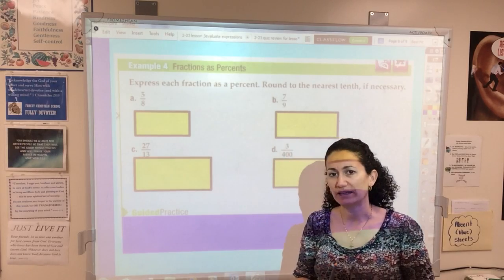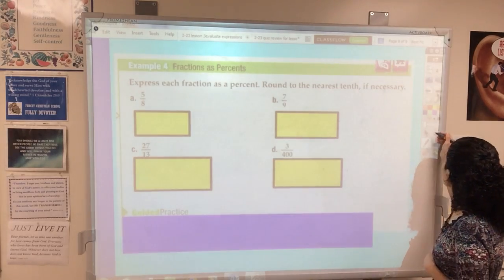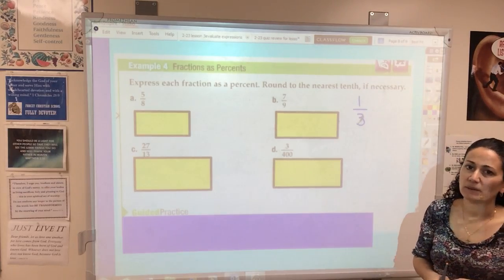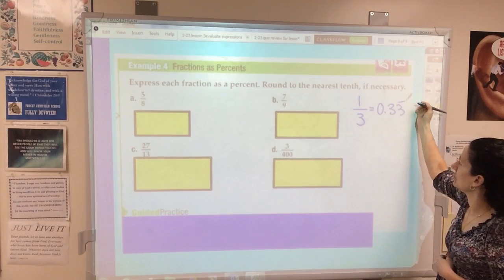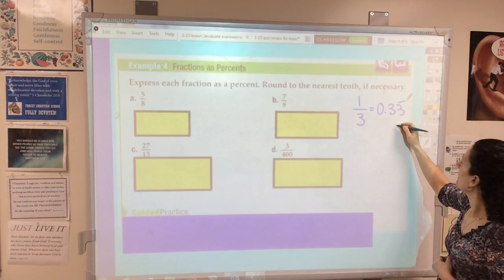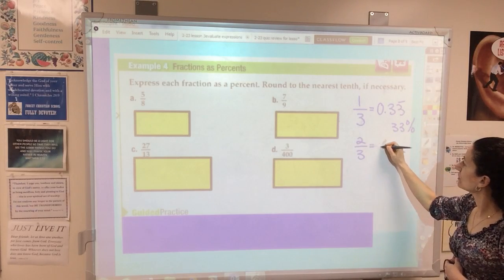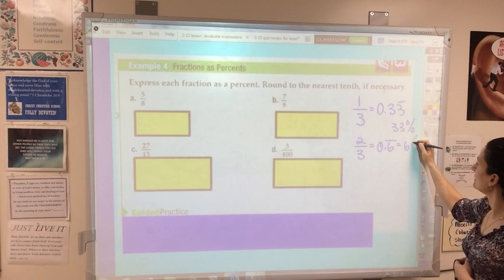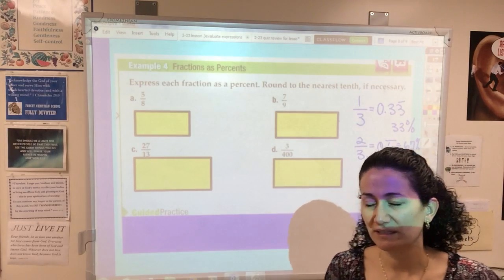There are a few other fractions that we haven't talked about that you might want to memorize. First of all, the thirds. 1/3 is an easy fraction to memorize. As a decimal, 1/3 is a repeating decimal, 0.3333. So as a percent, that's 33%. 2/3 is another easy one. 2/3 is 0.6 repeating. So as a percent, that's about 66.6, or you could round it to 67%. I want you to write those down, and I want you to try to commit these to memory.